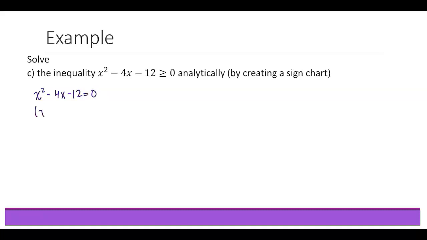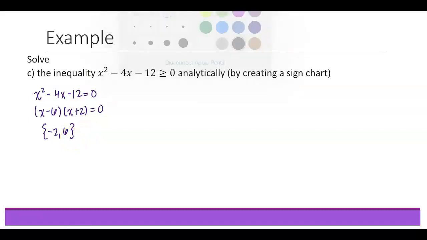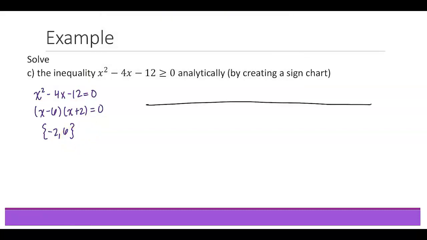So here we did do this work before, so we said x minus 6 times x plus 2. So we got out negative 2 and positive 6 as solutions. All right, so now we're going to go ahead and create a sign chart. Now a sign chart is constructed by creating a number line. And the number line is going to extend over the domain of the function.